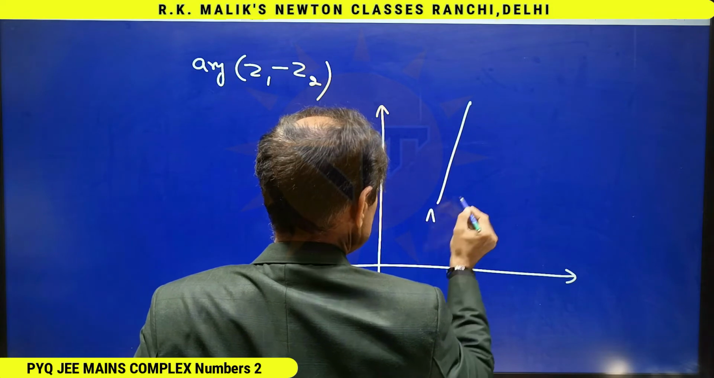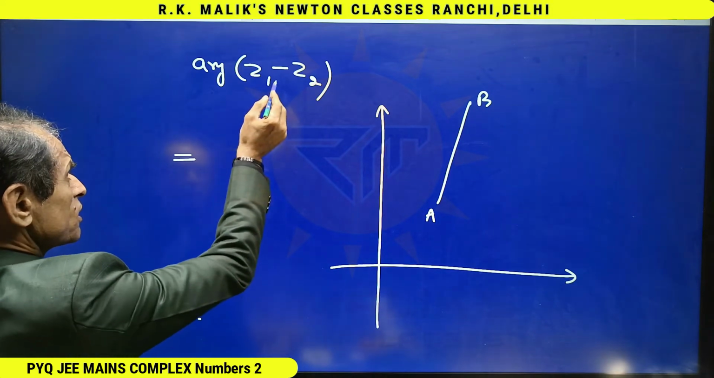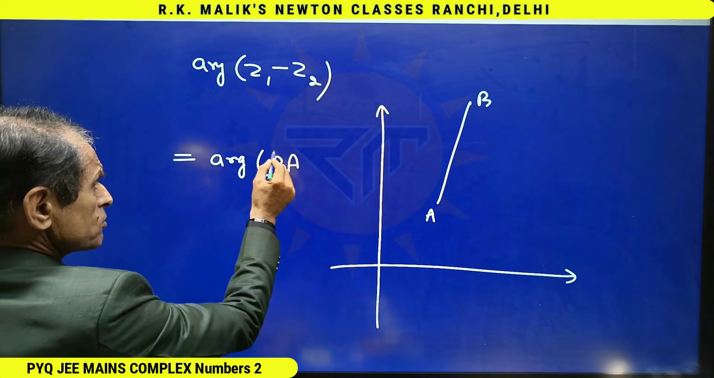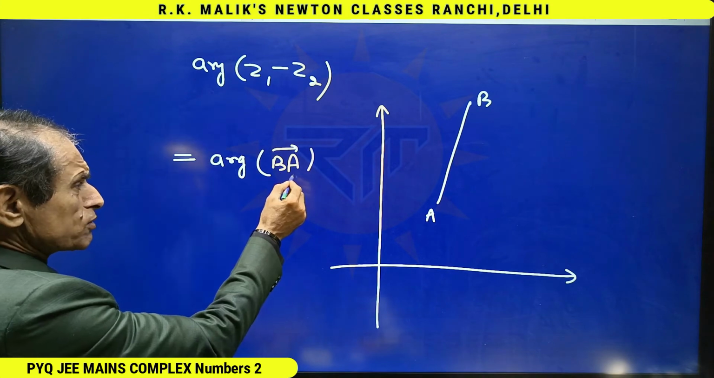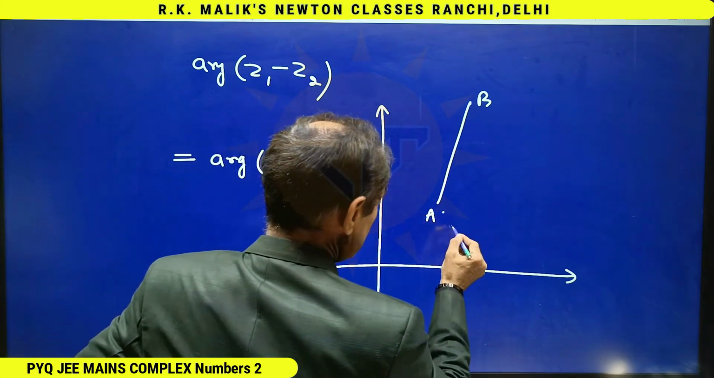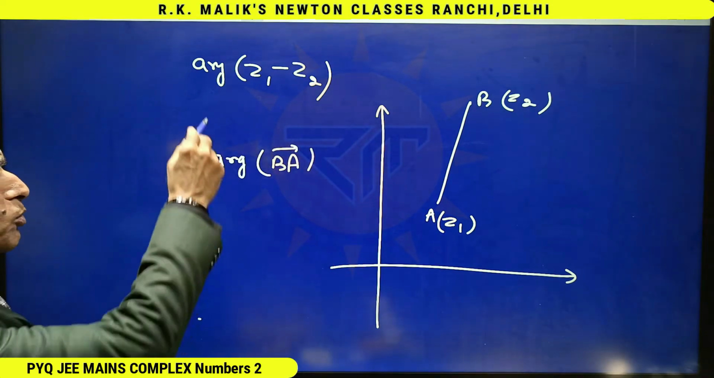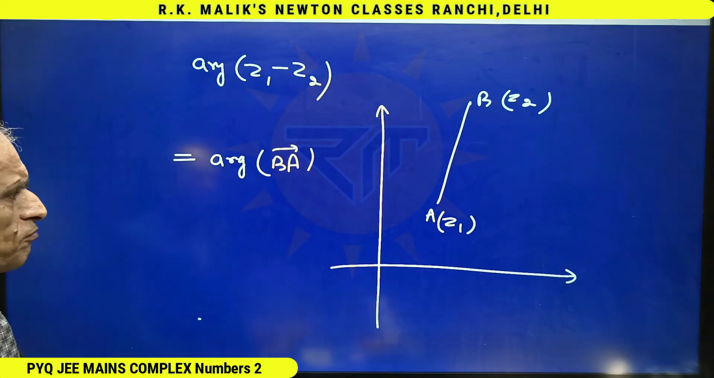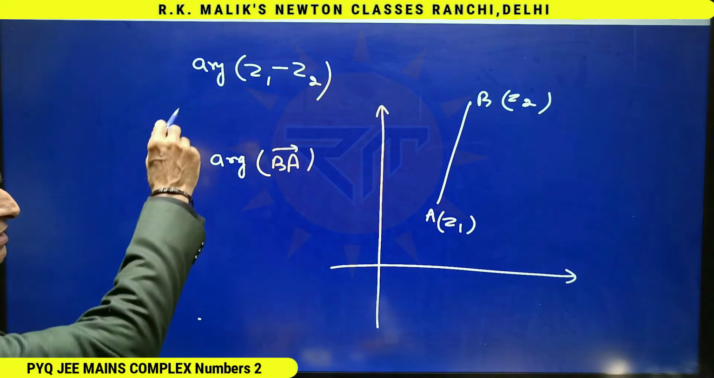Suppose this is the point A, this is the point B, and you must be knowing that argument of Z1 minus Z2 means argument of BA vector, because BA vector means complex number of the point A minus complex number of the point B. If it is Z1, it is Z2, then argument of Z1 minus Z2 means argument of BA vector, because BA vector means affix of A minus affix of B, that is Z1 minus Z2.